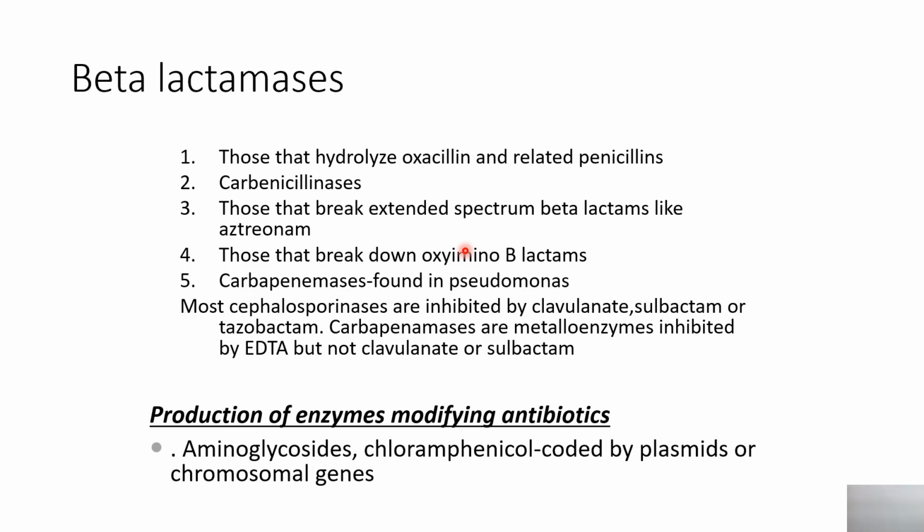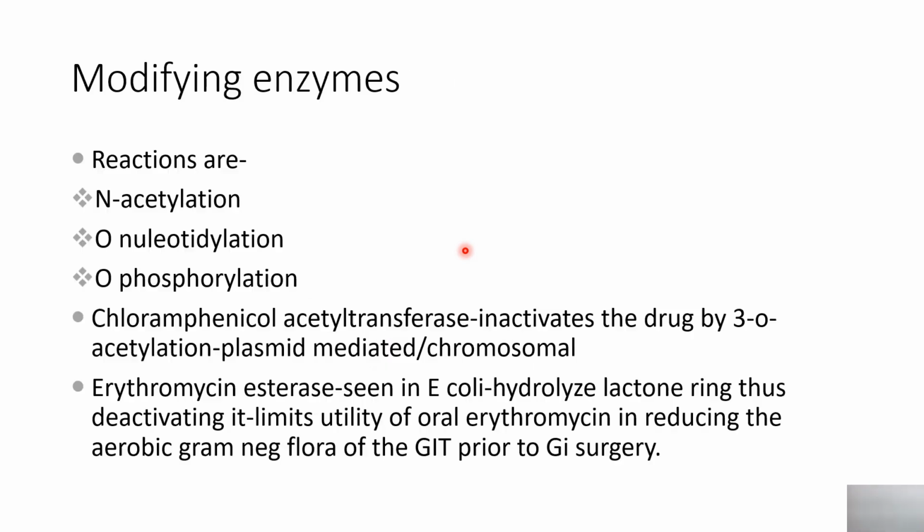All of these. So, production of enzymes modifying antibiotics, aminoglycosides, chloramphenicol, coded by plasmids or even chromosomal genes. The modifying enzyme reactions can be N-acetylation, O-nucleotidylation, O-phosphorylation, all of these. So chloramphenicol acetyl transferase, for example, inactivates the drug by 3-O-acetylation, plasmid mediated.